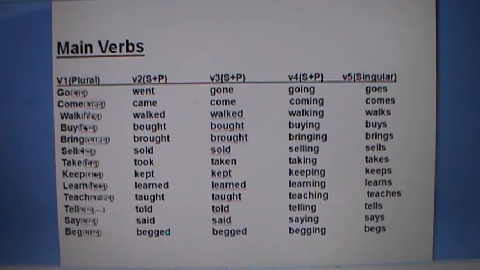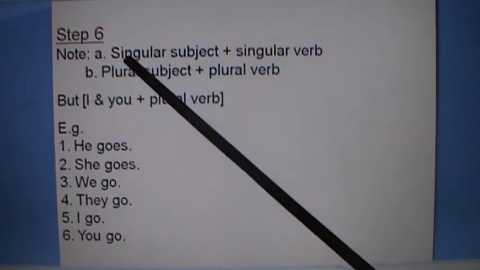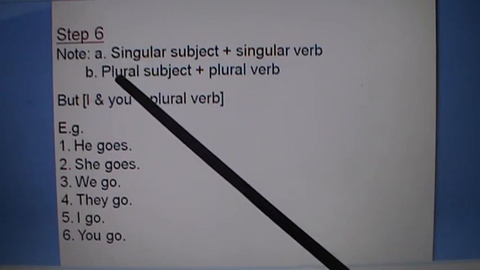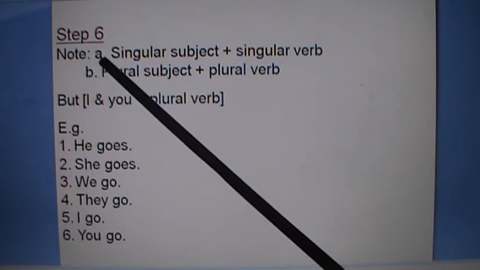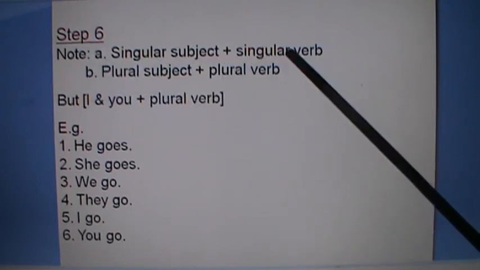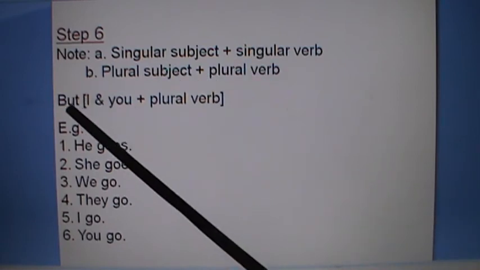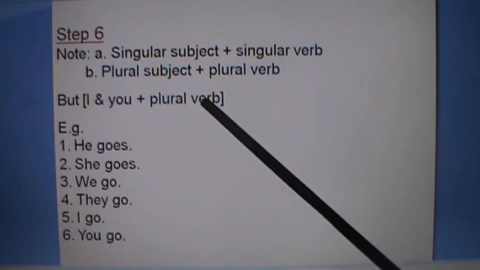Then after that we have to go to how to make statements, in the next step. Now step 6. In this step we'll study how to form statements, very short simple statements. First you have to prepare the note: singular subjects take a singular verb, plural subjects take a plural verb in the English system. But I and you always take a plural verb.